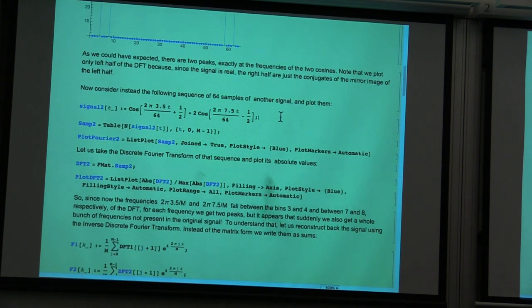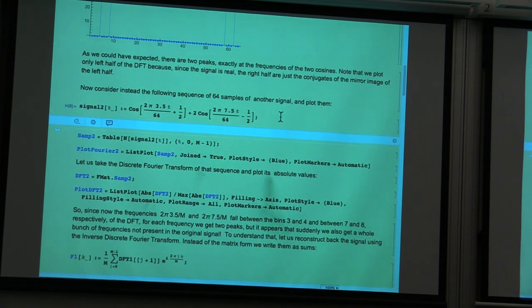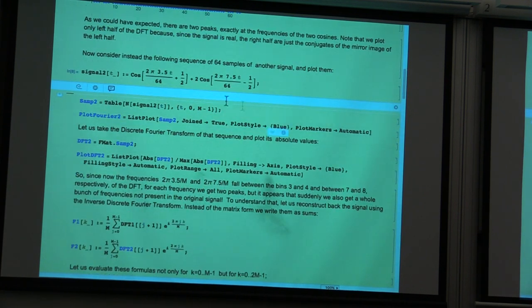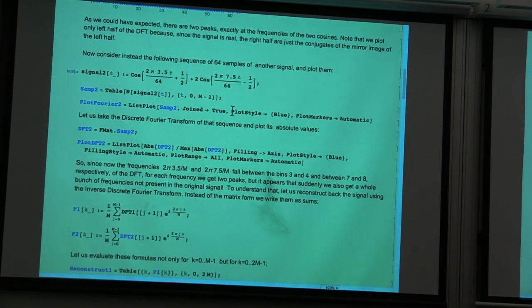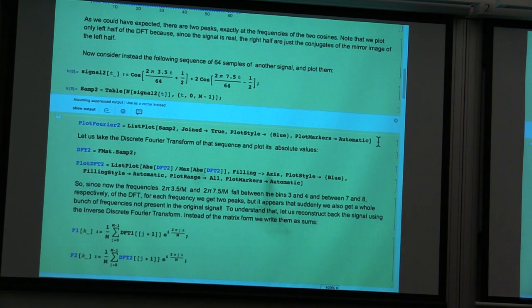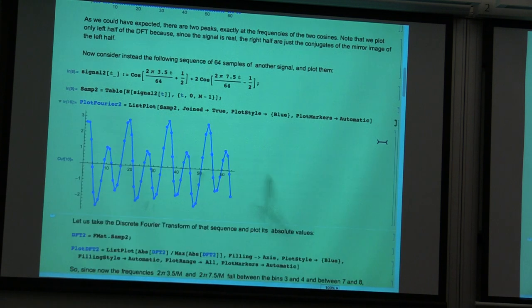But let's now change things a little bit. Let's take a signal that is not an integer multiple, so that the angle is not an integer multiple of the bin size, because here we have the fraction 3.5 and here 7.5. And let's again take 64 samples, and let's look at the Fourier transform.